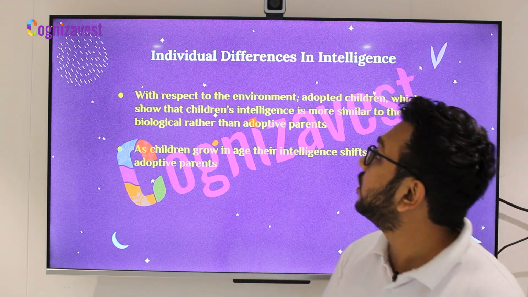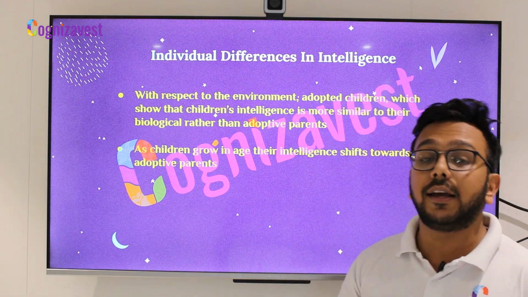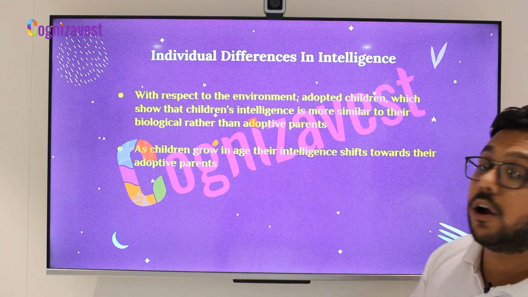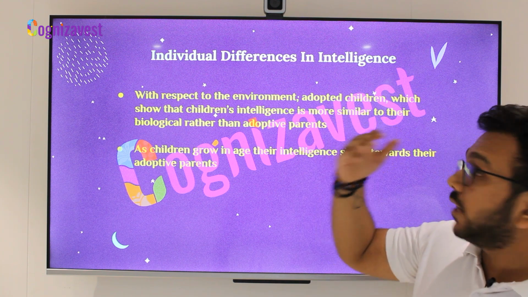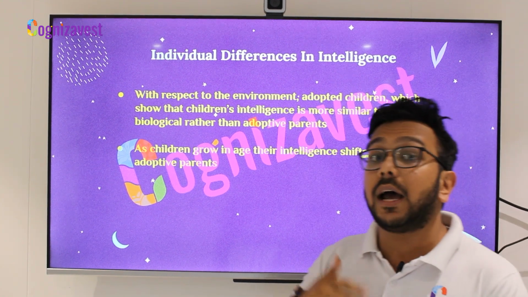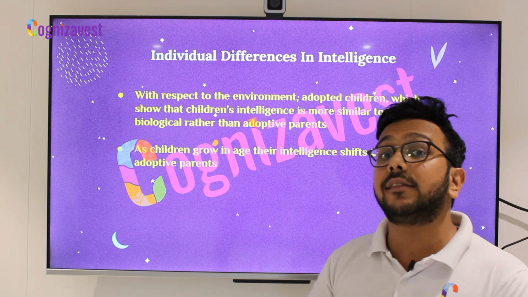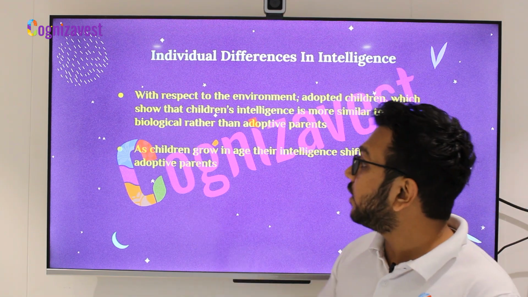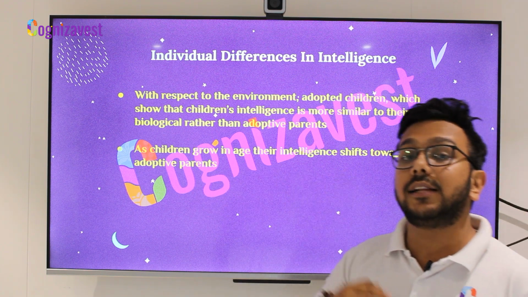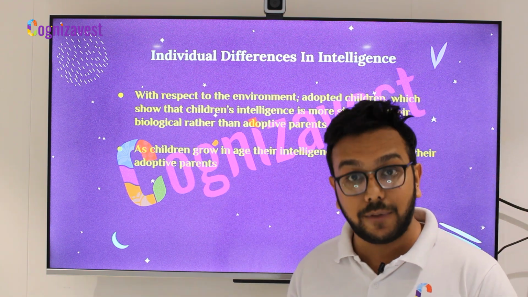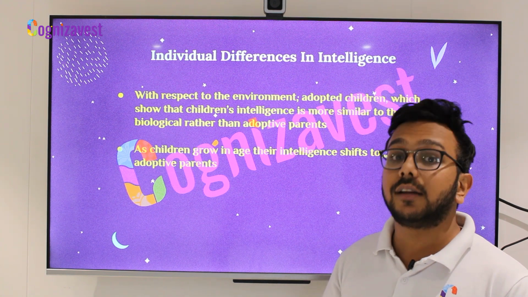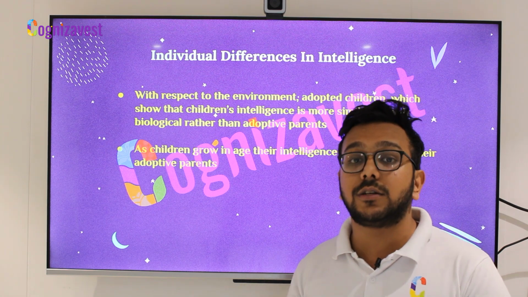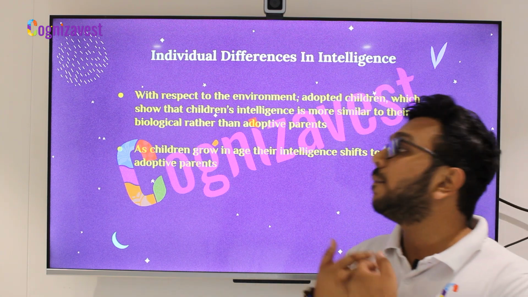Moving on to the environment part. Environment again relates to your nurture. With respect to environment, adopted children showed that their intelligence is more or less similar to their biological parents rather than the adoptive parents at the beginning. Later on, it was noticed that as children grew in age, their intelligence started to shift more towards their adoptive parents. Why? Because of nurturing. Nurturing is inclusive of the environment you grow in, the background you belong to, the quality of education, the quality of healthcare, etc. that you've been provided with.